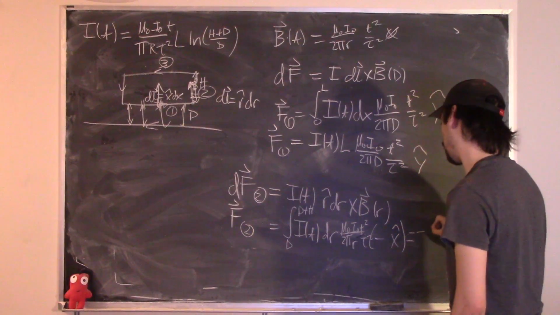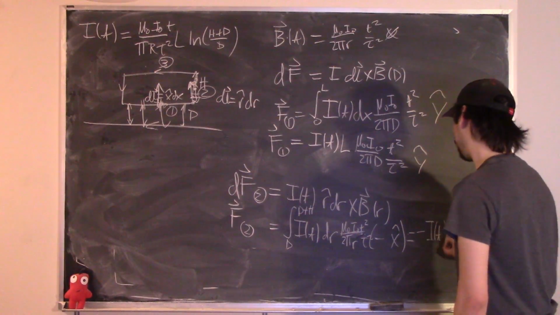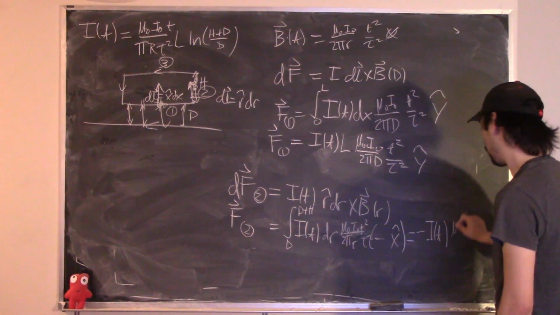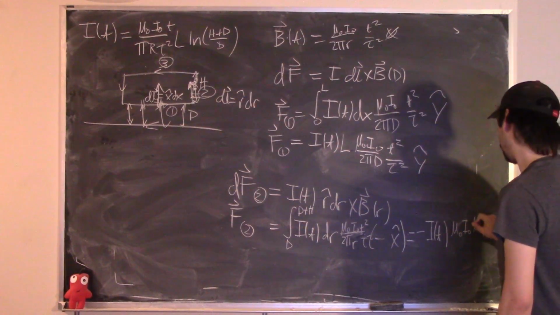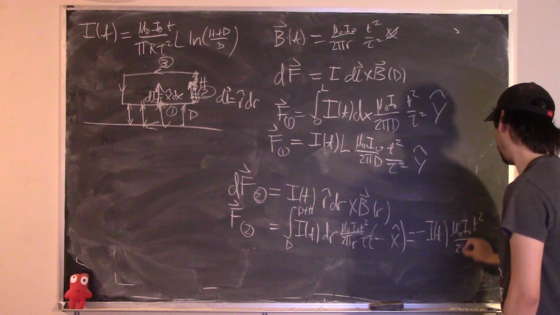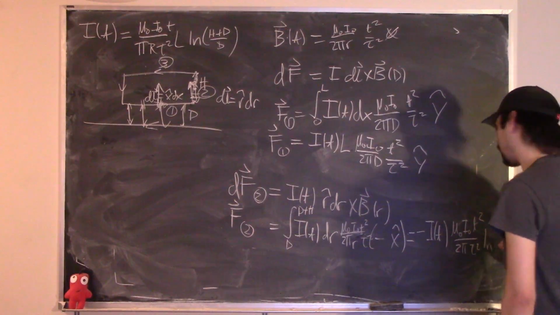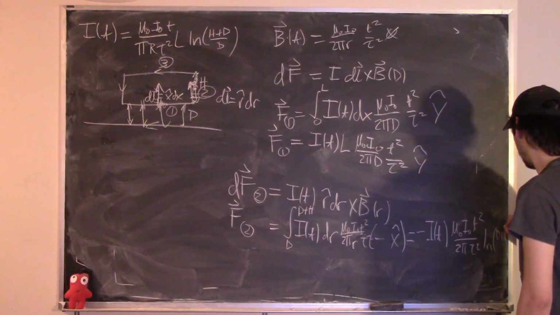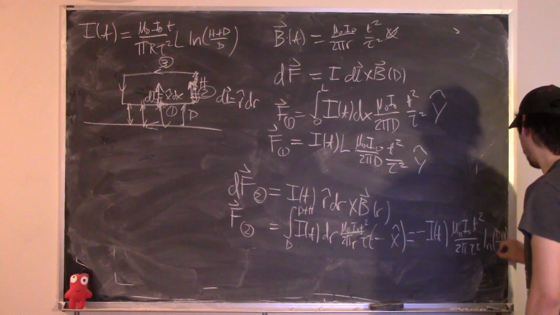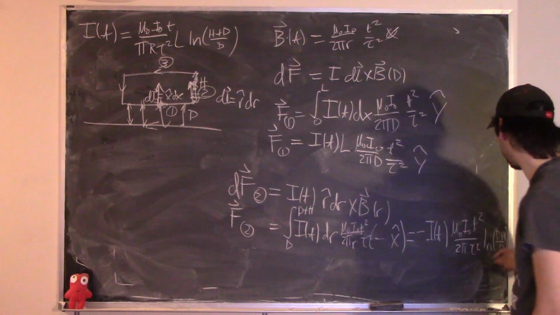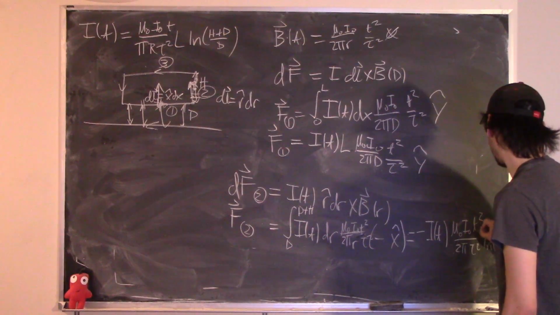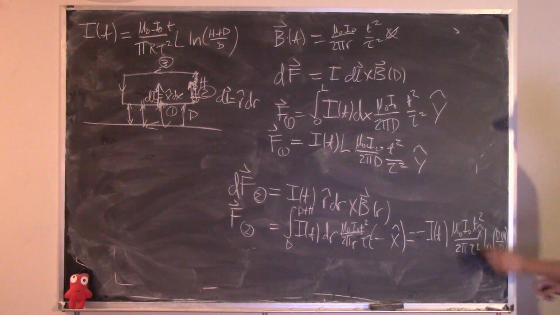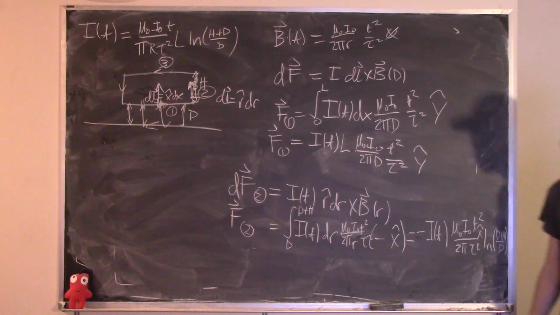And so this is going to be equal to minus I of t times mu naught I naught t squared divided by 2 pi tau squared times the natural log of d plus h divided by d. Okay? And this was in the minus x hat direction. So I have my minus sign and there's my x hat.